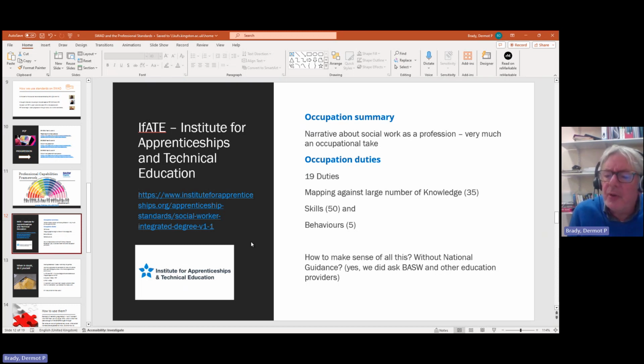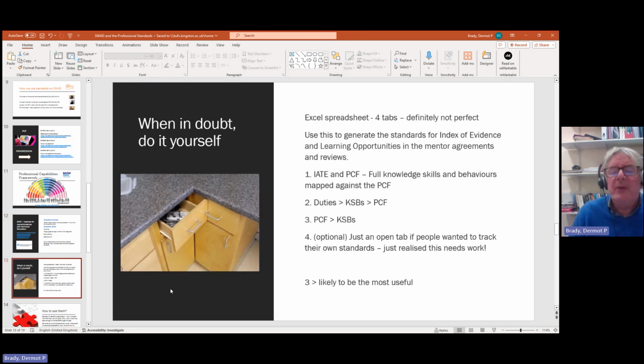Oh, how to make sense of all of this? Without national guidance, there isn't any. We did ask BASW and we asked other providers, but at the moment, we've had to do our own thing. So we did. Like, when in doubt, do it yourself. But as you can see from this slight DIY disaster, we have to accept that it's not perfect, that there will be future versions of it.